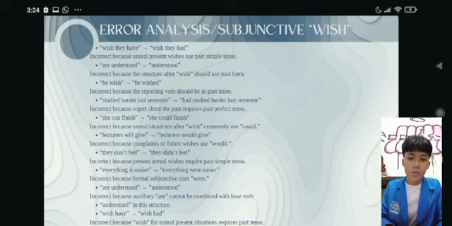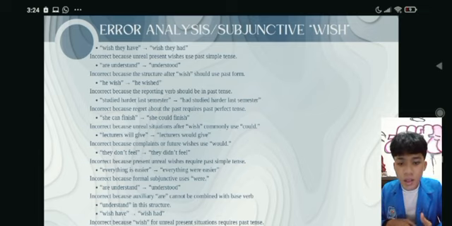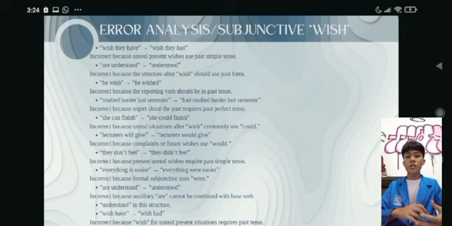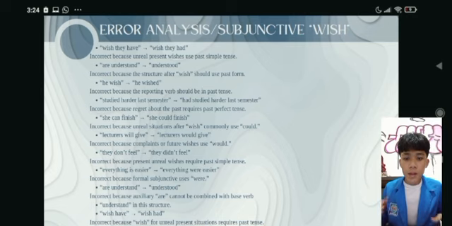Error analysis: subjunctive wish. "Wish they have": the correct analysis is "wish they had", because unreal present wishes use the past simple tense. Next, "are understand": the correct analysis is "understood", because the structure after "wish" should use a past form. Next, "he wish": the correct analysis is "he wished", because the reporting verb should be in the past tense.